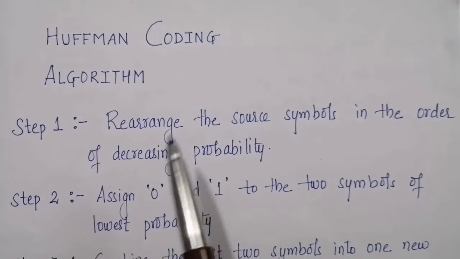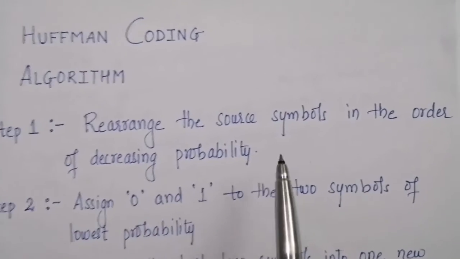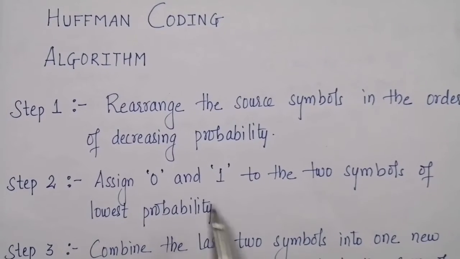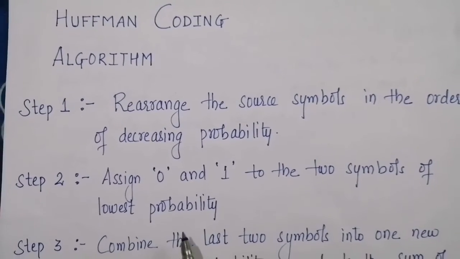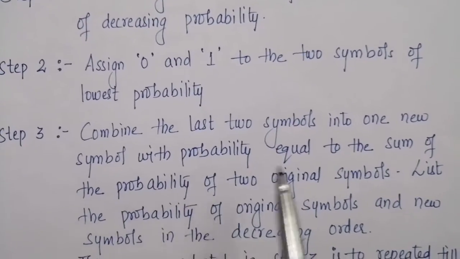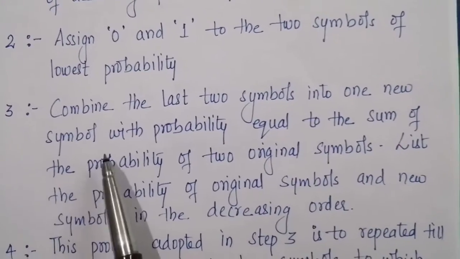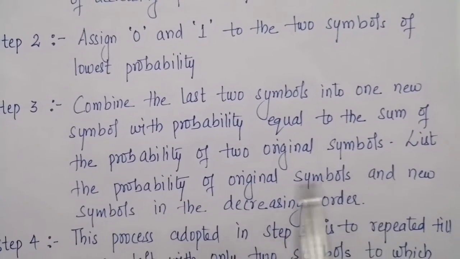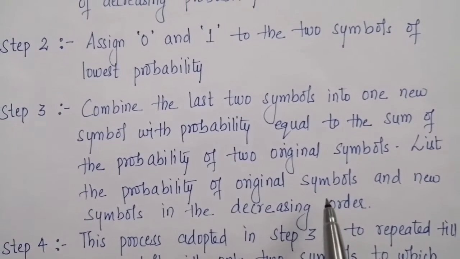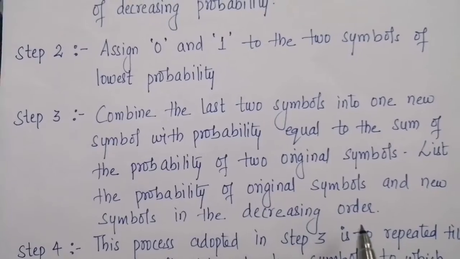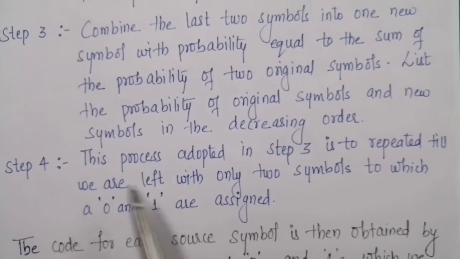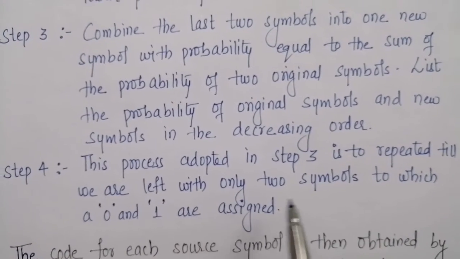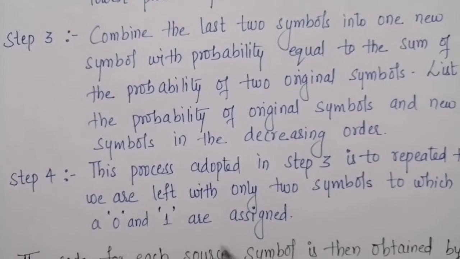Now the algorithm for Huffman coding is: Step 1. Rearrange the source symbols in the order of decreasing probability. Step 2. Assign 0 and 1 to the two symbols of lowest probability. Step 3. Combine the last two symbols into one new symbol with probability equal to the sum of the probability of two original symbols. List the probability of original symbols except the last two and the new symbols in the decreasing order. Step 4. This process adopted in step 3 is to be repeated till we are left with only two symbols to which a 0 and 1 are assigned.